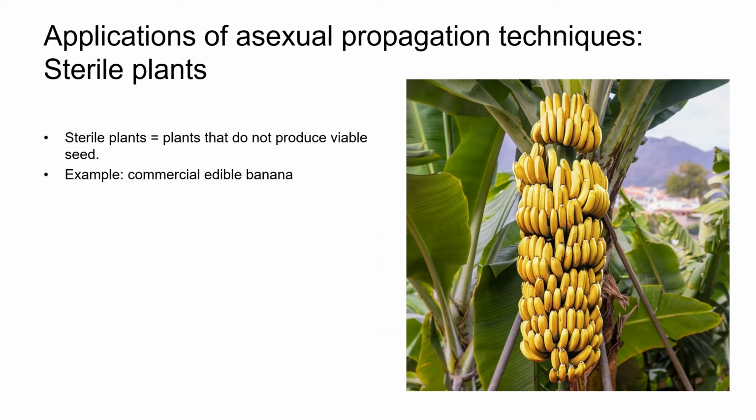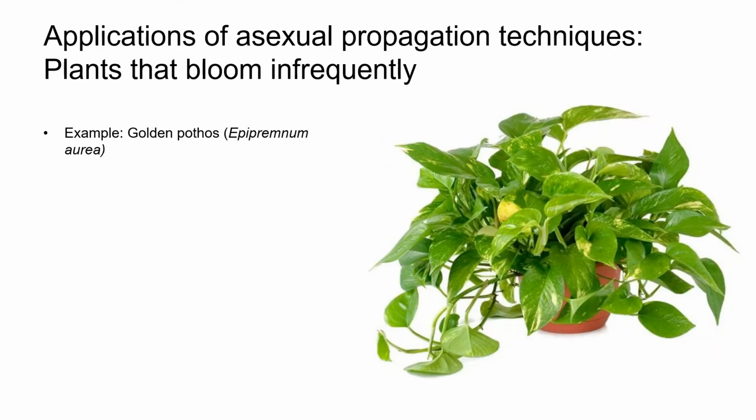Some plants are sterile, meaning they don't produce any seed or don't produce seed that's viable. So seed isn't even a propagation option with these plants, and asexual techniques are the only way to propagate them. An example is the cultivated edible banana. Some plants bloom very rarely, so again, asexual propagation is usually the only way to propagate these plants on a regular basis. A common example is the vine golden pothos, which is a really common houseplant.